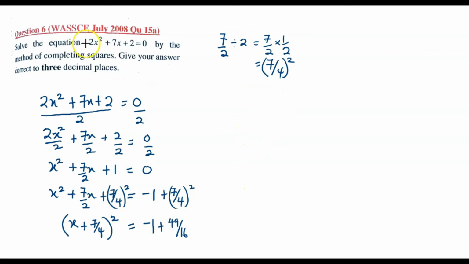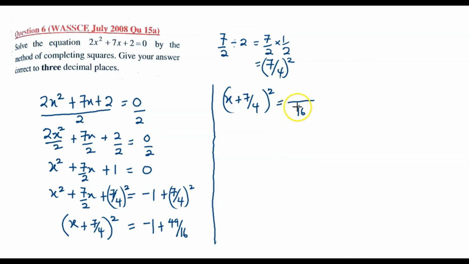Moving forward, we are going to have the left hand side giving us x plus 7 on 4 all squared equal to, when we simplify, -1 plus 49 on 16, we find the LCM. The LCM is going to be 16. Now, 1 going into 16, 16 times, and that will be giving us -16. And then we have plus 49.